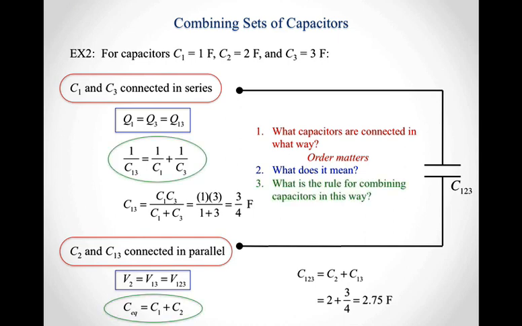And then lastly, what's the rule for combining the capacitors in this particular way? We have a rule for combining capacitors connected in series that we need to use to calculate the equivalent capacitance of two capacitors connected that way. We have a different rule for calculating the capacitance of capacitors that are connected in parallel. So just make sure that we use the right rule and calculate the equivalent capacitance.